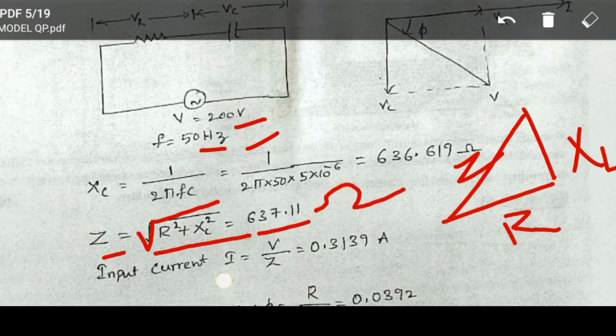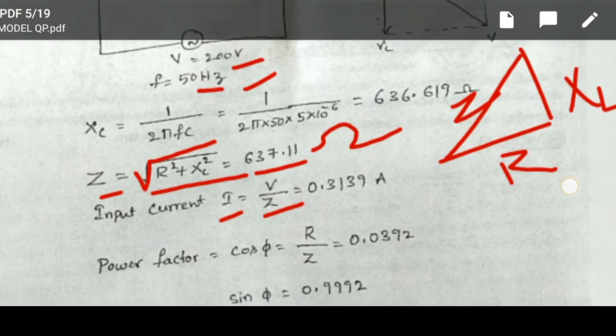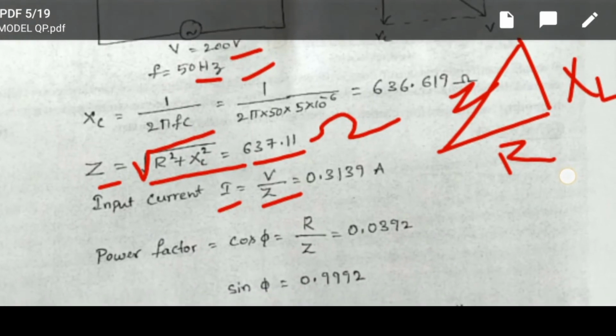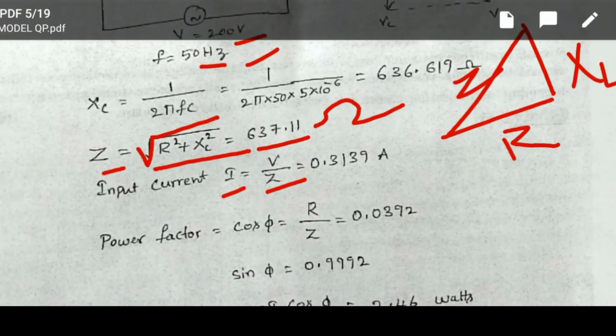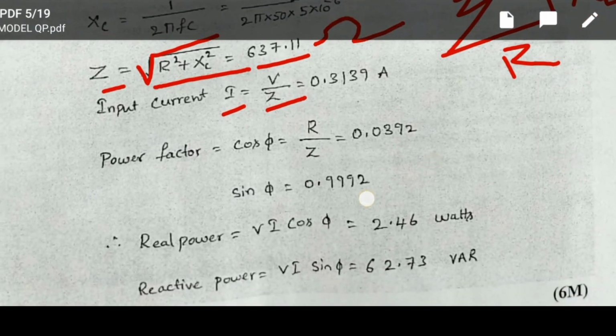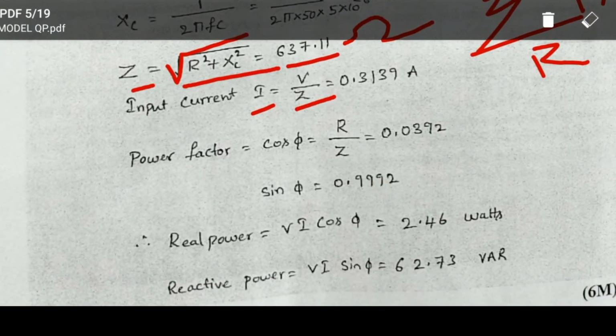Okay, input current I equals V by Z. It is an AC circuit, so what is the formula? I equals V by R? No, not R; Z will come in AC circuits. Power factor cos phi equals R by Z, we can calculate. From that we can calculate sin phi. How to calculate real power? VI cos phi is the real power formula. V is known, I is known, and we are substituting cos phi. If you substitute this, then you will get 2.46 watts.